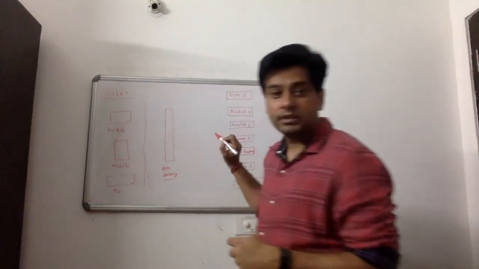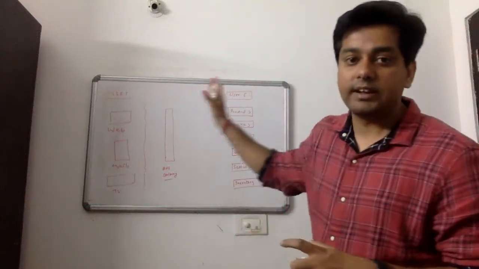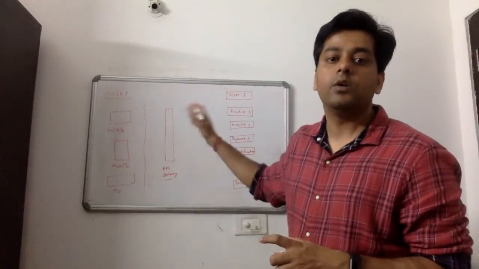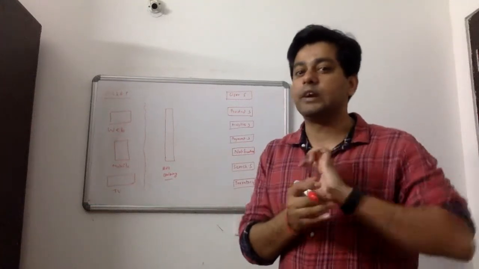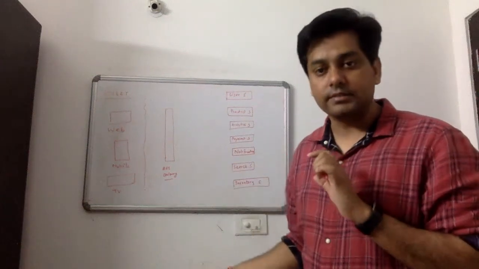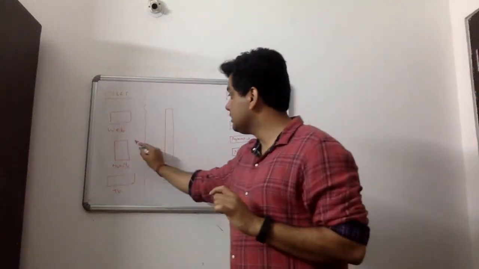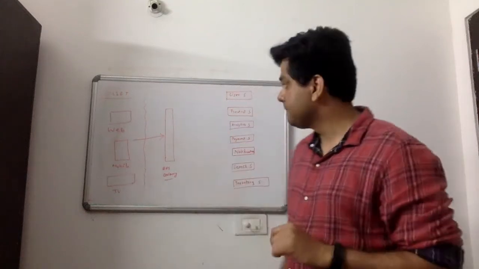Now, this API gateway hides all the complexities behind. So my client needs to talk to the API gateway, and the API gateway knows that this is related to the user service, or I need to talk to the product service. But the client needs to talk to the API gateway only.